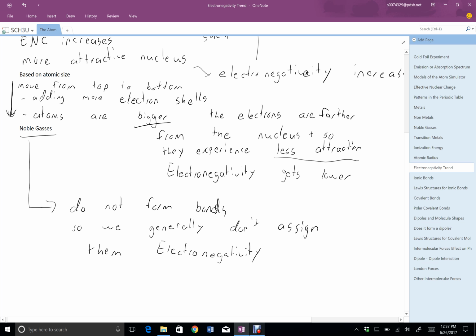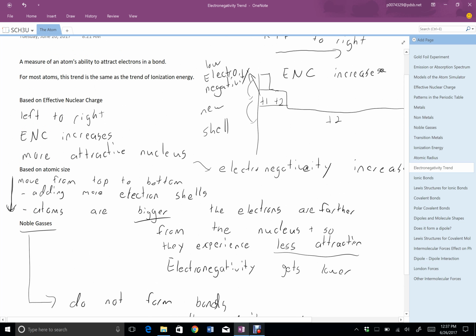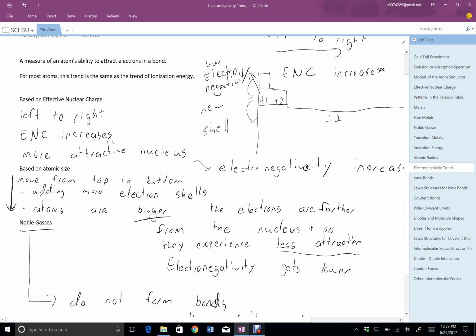So that's it. That's what electronegativity is. And that's how the changing effective nuclear charge going from left to right increasing makes electronegativity increase. And the adding of shells as we go from the top to the bottom makes the electrons in the atom farther apart, causing a decrease in electronegativity.